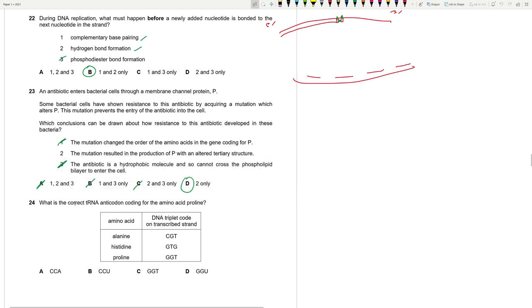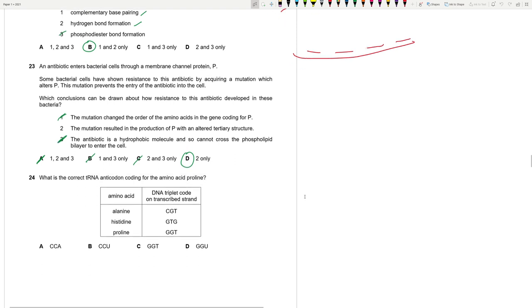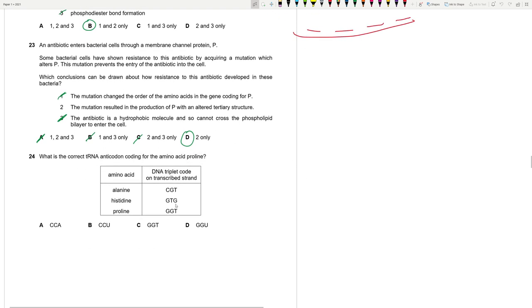What is the correct tRNA anticodon for the amino acid proline? So this is the DNA triplet GGT. For mRNA, it will be CCA, and for tRNA, the anticodon, it will be GGU. Okay, so 24 is D, GGU.